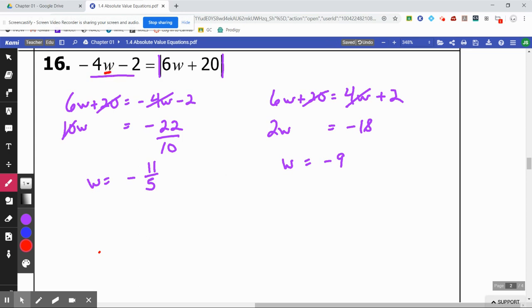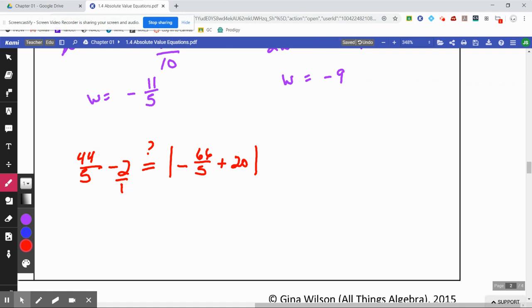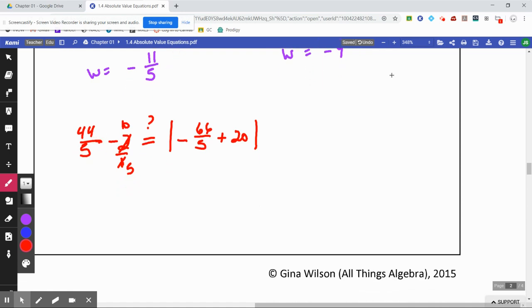Negative 4 times a negative 11/5 gives you a positive. This would be 4 over 1, so it'd be positive 44 over 5 minus 2. We've got to check to make sure that that is equal to the absolute value. Positive times a negative would be a negative 66 over 5 plus 20. Common denominators, you need a 5 on bottom, so multiply top and bottom by 5. That'd be 44 over 5, and you can mark these out, multiply by 5, whatever you need to do to find common denominators. 44 minus 10 would be 34 over 5.